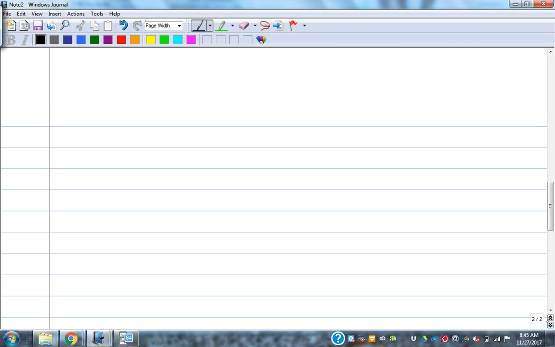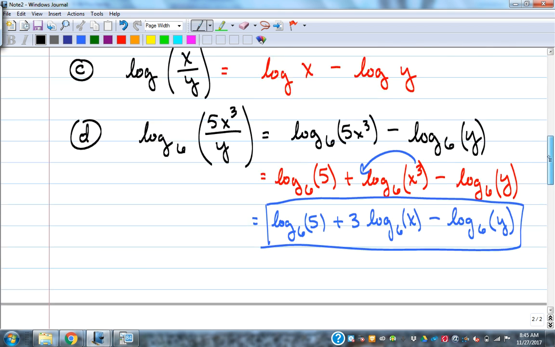All right. Let's do another one of those. Let's do log base 2 of 4 to the x, or 4x over y to the 5th. What letter am I on here? E.